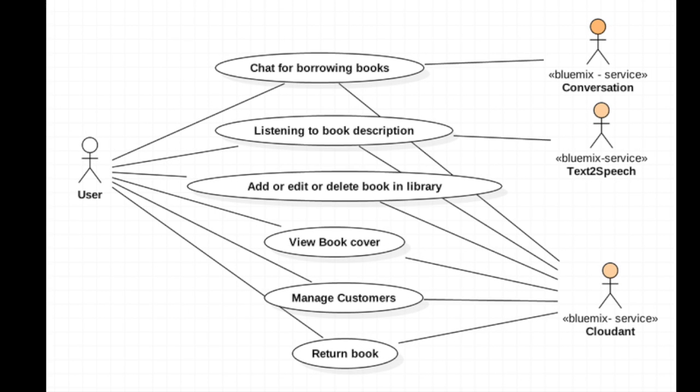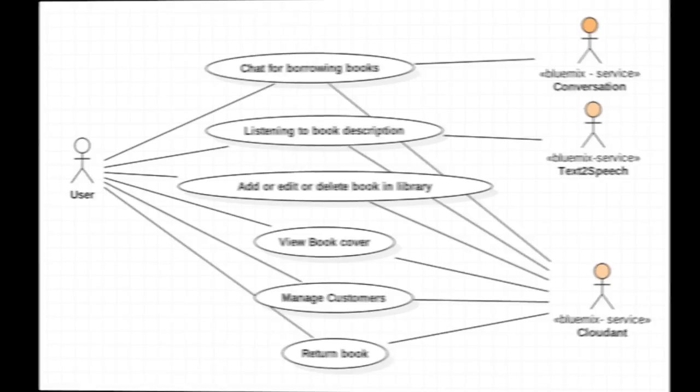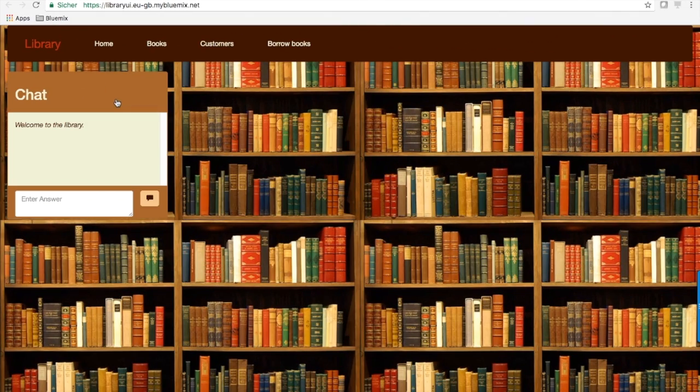Yeah, Flora, you have a very interesting library today for us. So, that's your stage. I developed a cognitive library on Bluemix. It allows the user to manage books and customers and borrow books and return them too. But what I want to highlight is that there is a chat you can use to borrow books, and you can also listen to a book description. Cool, I guess you will show it to us live. Yeah. So let's have a look at the user interface.